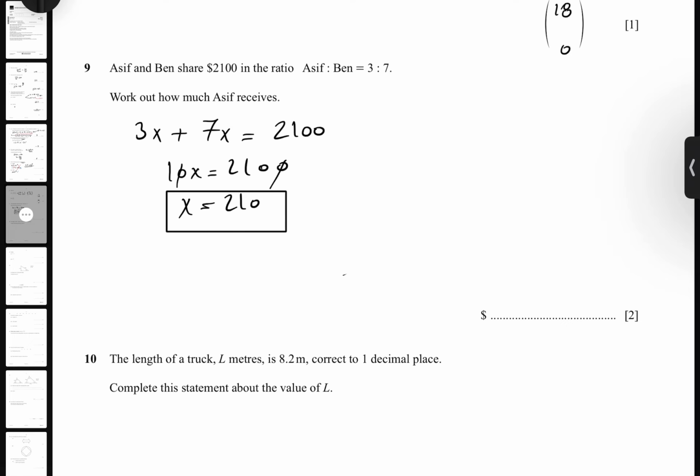$210. So now you can figure out the amount of money that Asif has. Asif is simply going to have 3 times x, which is 3 times 210, which is $630. That would be the answer to this question.